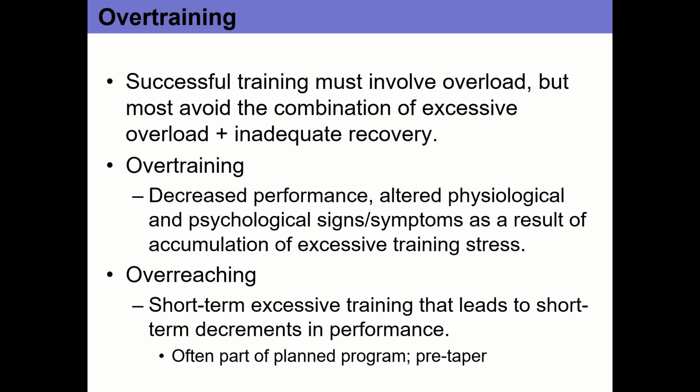Overtraining. So obviously, in order to cause the muscles to adapt, they have to lift more weight than they're accustomed to lifting, and so then that fosters adaptations. But of course, you can overdo it, and so that's overtraining. So overtraining, you see the definition there: decreased performance, altered physiological and psychological signs and symptoms as a result of accumulation of excessive training stress.